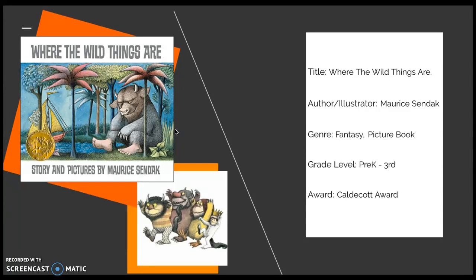I like this book because it has several pages of just pictures, which really help tell the story, and they will also spark children's imagination.